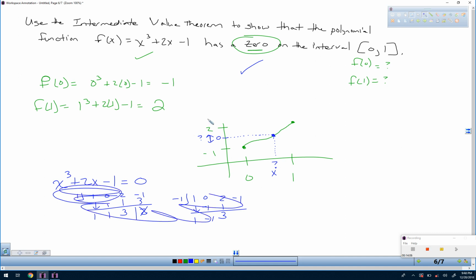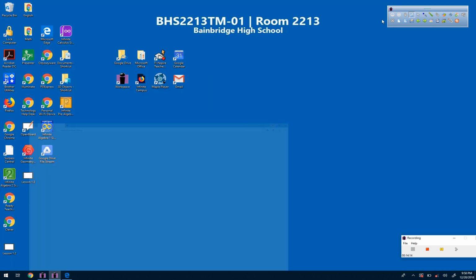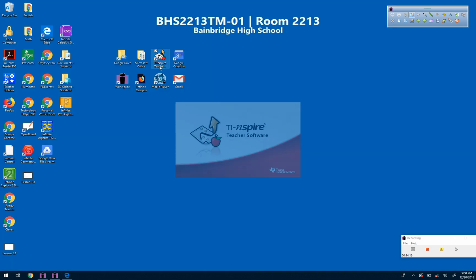I guess I could just graph it, x cubed plus 2x minus 1. In fact, why don't we do that? I guess I can pull it up on here if I need to, and you can probably just pause or move on while it's setting up.